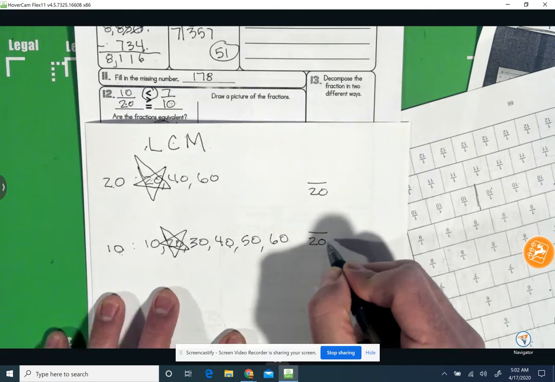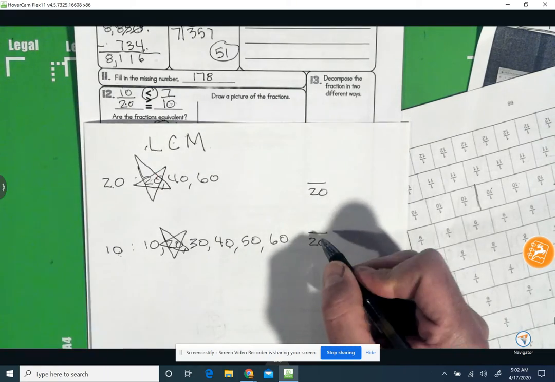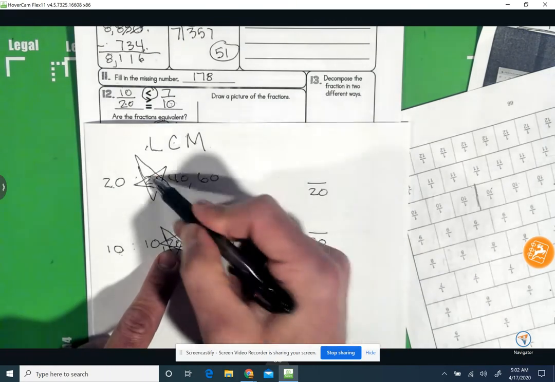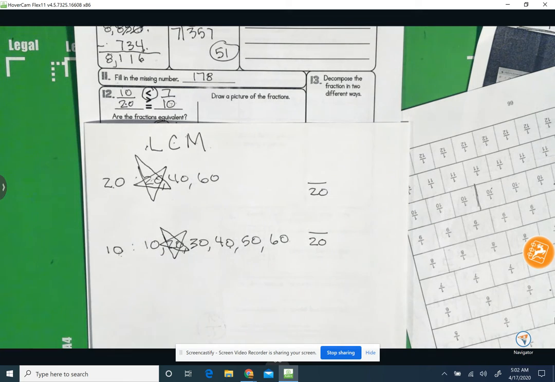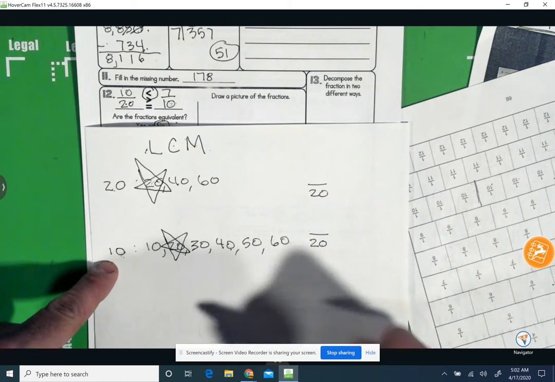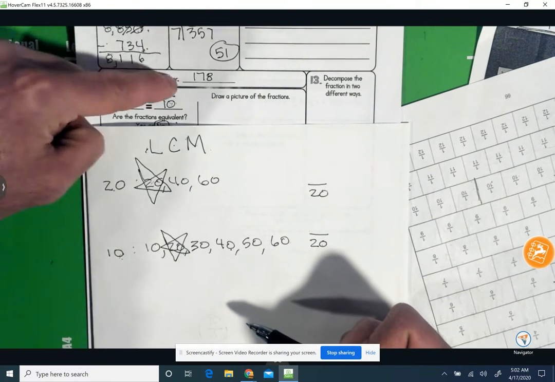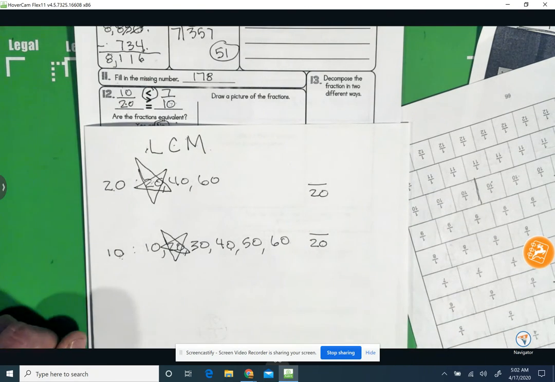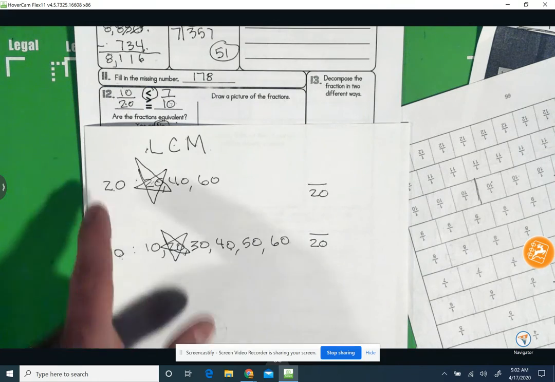That's why we find the least common multiple. The least common multiple is the new denominator. Now we just have to figure out, how did we make 20 from each one of these denominators so that we can change the numerators appropriately?